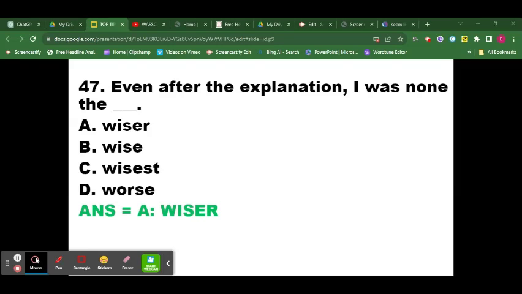And the explanation is, the use of none with a comparative to mean not at all. Even after the explanation, I was none the wiser. That means I was not at all wiser. Okay, so that is exactly it, I was none the wiser means I was not at all wiser even after the explanation.